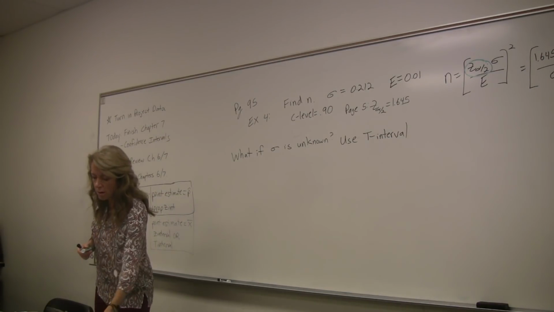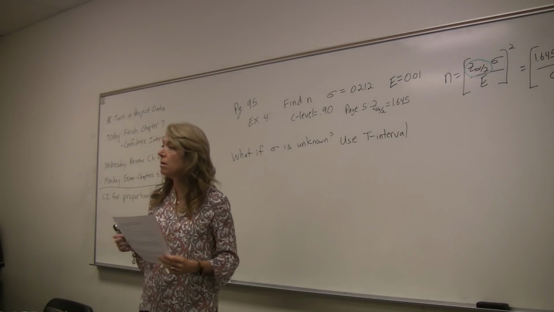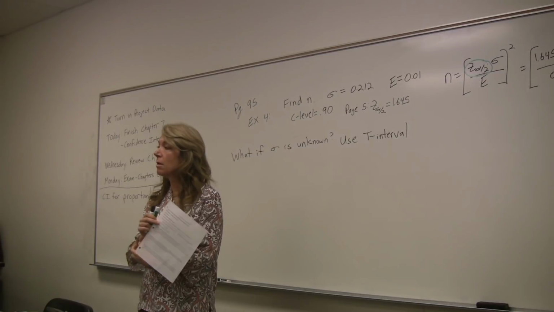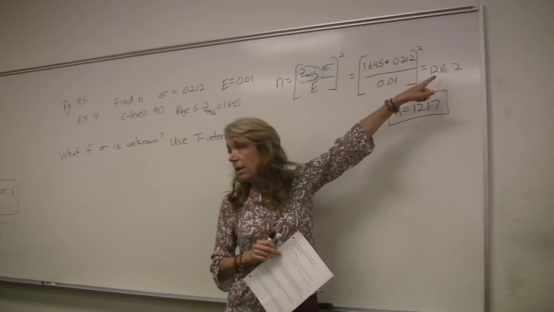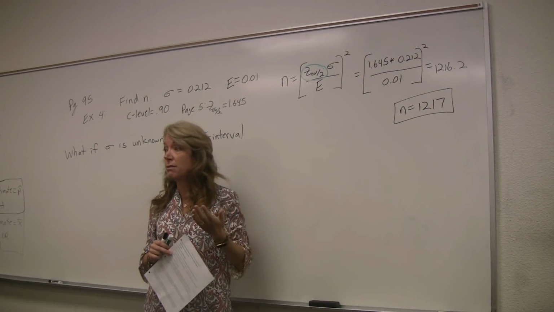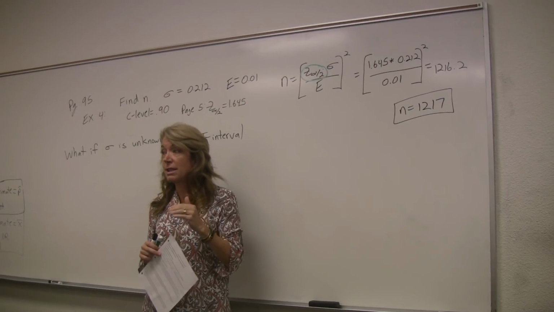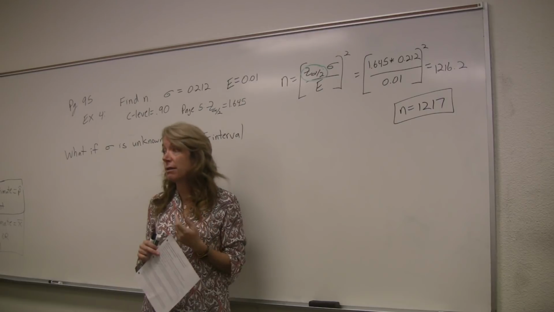So, I have a question. Yes. Why are we rounding up to 1217 if it's like at 0.2? Because this is the minimum, and if I round down, I'll go below the minimum. So that's why we can never round down on these, because you're looking for the sample size. If you round down, you've just gone below your minimum. So in this case, you have to round up.